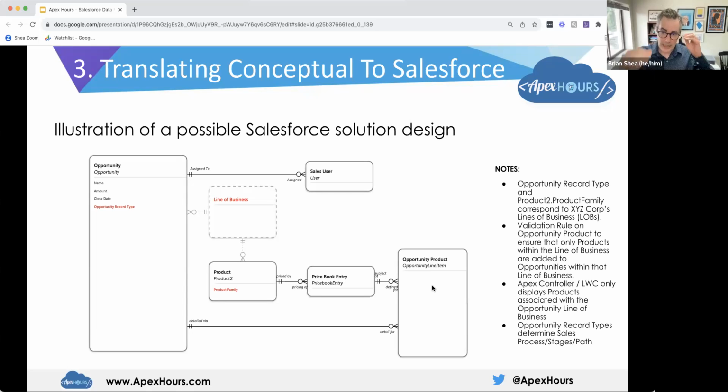From a UI perspective, we would most likely want to streamline and filter the list of products that a user could select for a given opportunity. And that could be achieved with a custom Apex controller and Lightning Web Component to only display the products associated with the corresponding line of business.